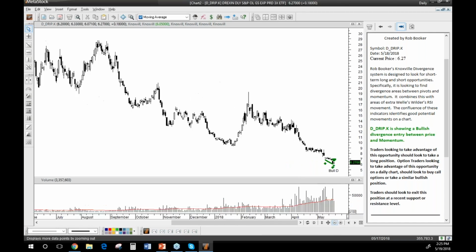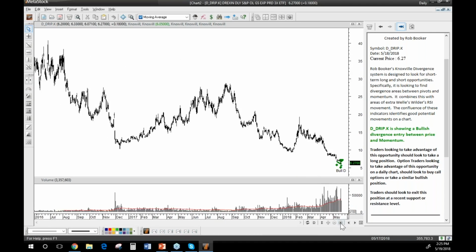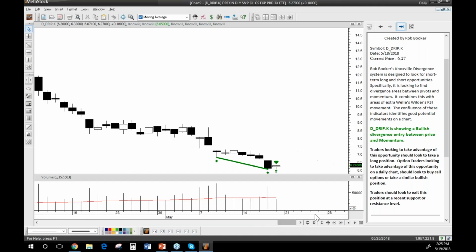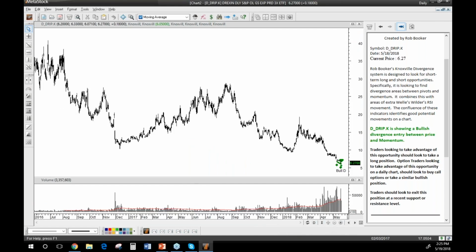A question came in earlier, can I use this on the Dow or the S&P or some specific instruments like that? You'll notice on this one, this is DRIP, this is Direxion Daily S&P oil and gas bear ETF or something like that. And I assume it's an ETF, but if we even look at the whole history of this stock, it's only happened once. So I wanted to just reiterate, you really want to scan for these divergence patterns.